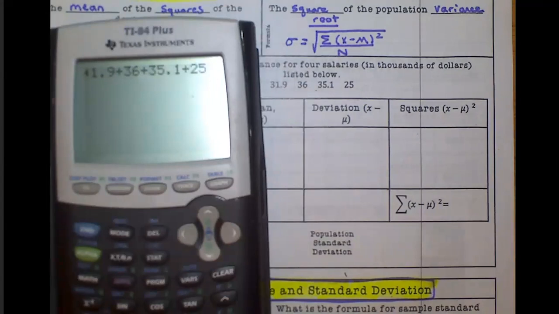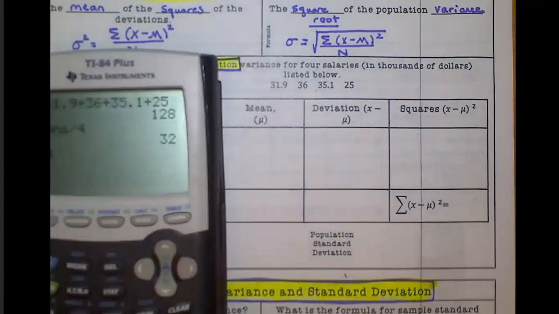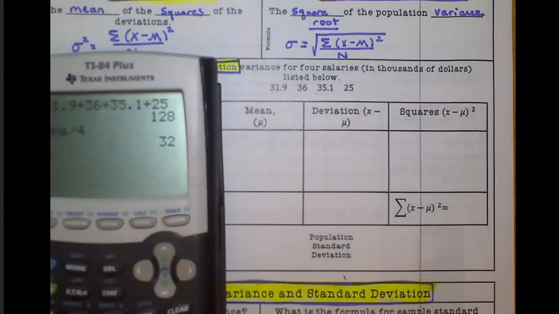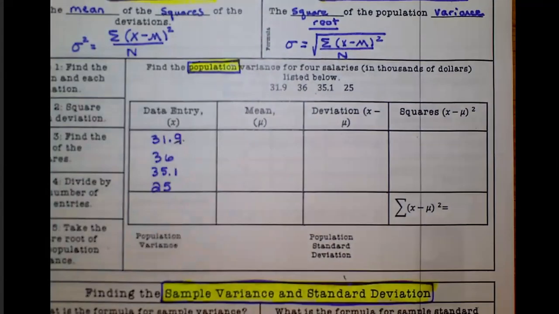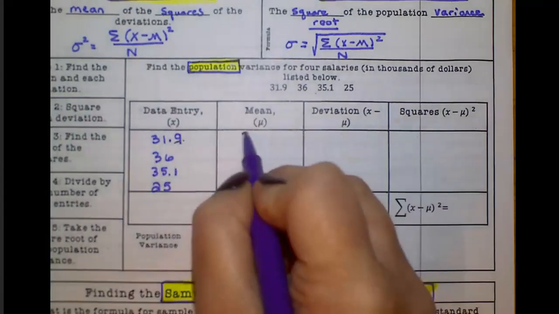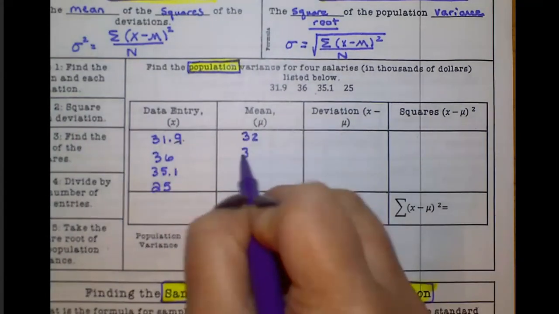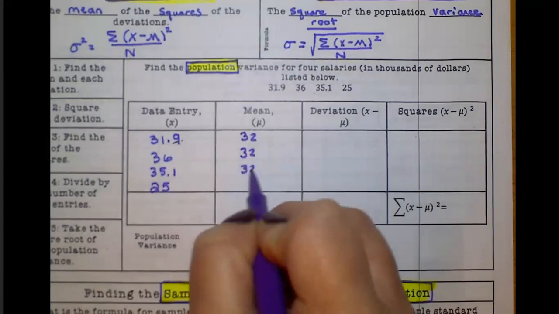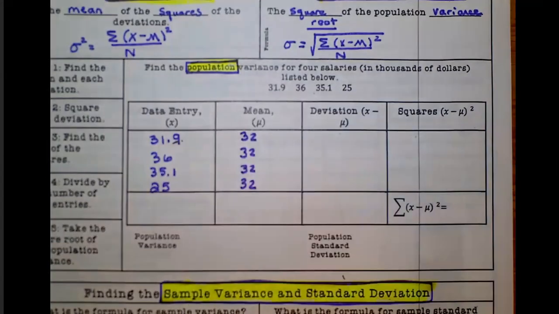So I'm calculating the mean. I'm adding all of those up, and I'm going to divide by 4, and I get 32 for that average. Okay? So this is ungrouped data. I'm adding those up and dividing by 4. So 32 is going to be the mean. Now that average is the same for all of those because it's the mean of all 4 of those.